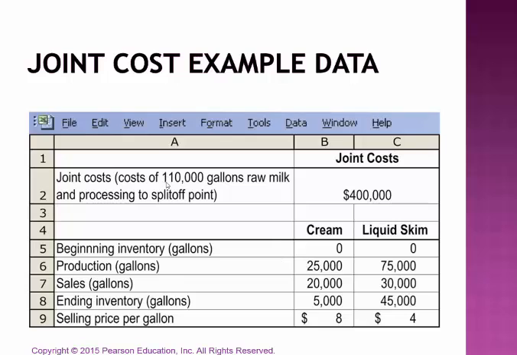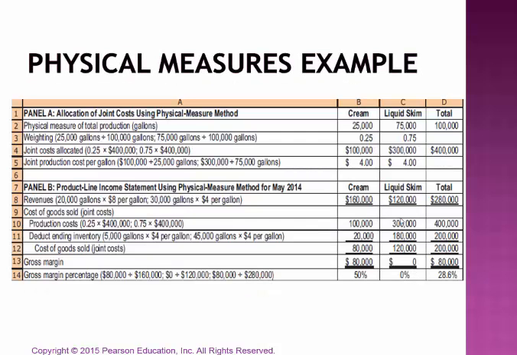Now again, recall that we started out with 110,000 gallons of raw milk, but we're not going to use 110,000 gallons in our calculation. We are going to use the gallons produced. We're not even going to use the gallons sold in our allocation calculations. So we produced 25,000 of cream and we produced 75,000 of liquid skim. So again, we're using those weights. We are going to take the 25,000 gallons of cream and the 75,000 gallons of liquid skim for a total of 100,000 gallons, and we're going to calculate the weight.